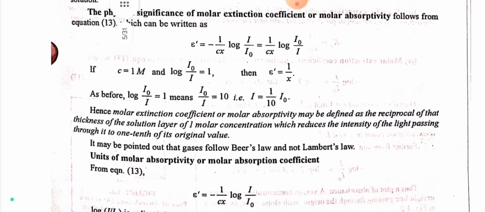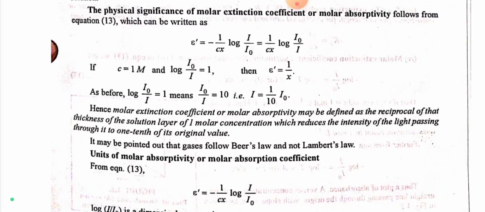Hence, molar extinction coefficient or molar absorbability may be defined as the reciprocal of that thickness of the solution layer of 1 molar concentration, which reduces the intensity of the light passing through it to 1/10 of its original value. It may be pointed out that gases follow Beer's law, not Lambert's law.